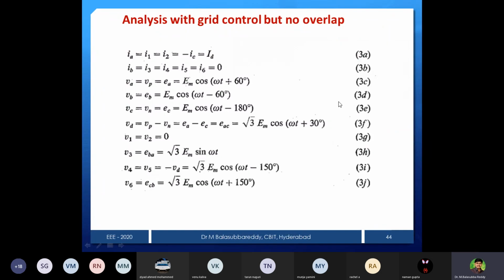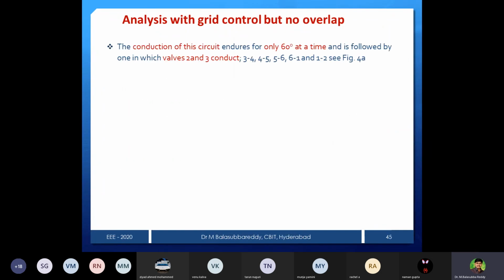Now we'll come to this part. That's what I explained here in the previous slides. What is mentioned here is that only 60 degrees the set of devices are conducting. The sequence is, wherever you start, 1, 2, then 2, 3, 3, 4, 4, 5, 5, 6, 6, 1 and again 1, 2. That is our conduction. So if no overlap, this is our sequence.